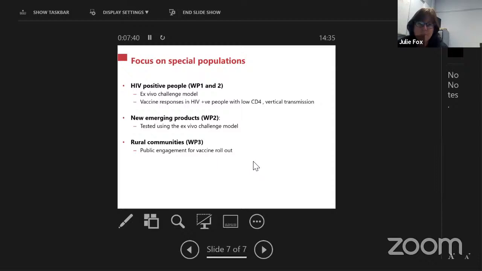And as I said, we're expanding the social science work to look at public engagement for vaccine rollout as well as vaccine trials.